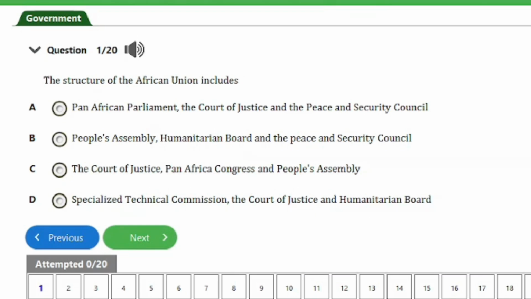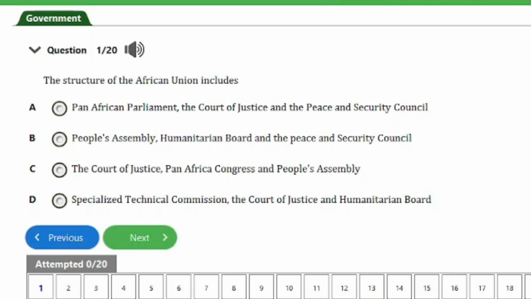It says, the structure of the African Union includes A. Pan-African Parliament, the Court of Justice, and the Peace and Security Council. B. People's Assembly, Humanitarian Board, and the Peace and Security Council. C. The Court of Justice, Pan-Africa Congress, and People's Assembly. D. Specialized Technical Commission, the Court of Justice, and Humanitarian Board. So guys, the answer to this question is option A, that's Pan-African Parliament, the Court of Justice, and the Peace and Security Council. So that's it for this question.